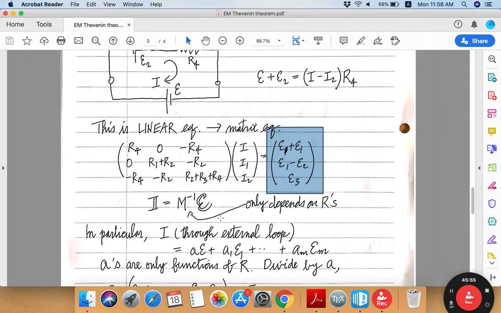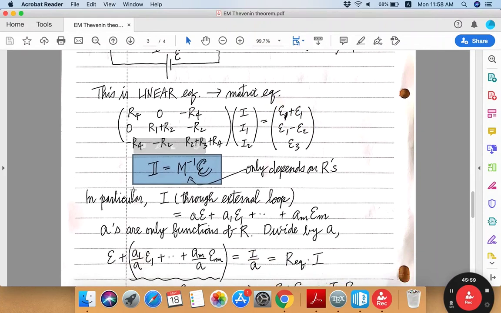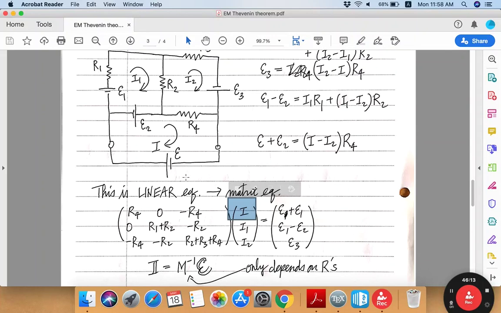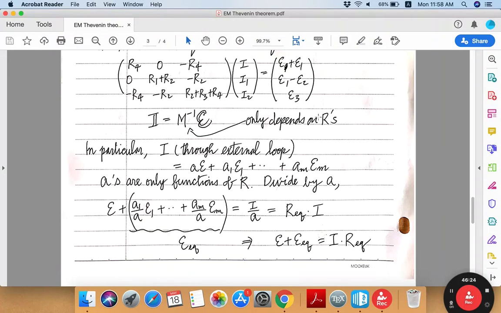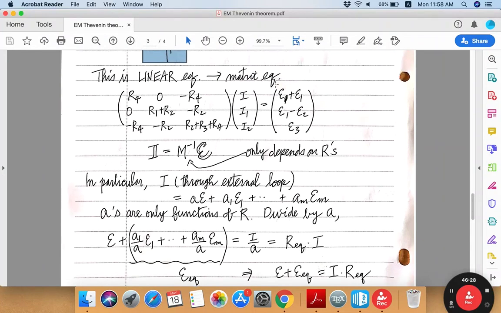Now, once you come to this realization, actually the proof kind of falls into your hands automatically, because what that means is that in particular, this value of the current that flows to the external connection, that's what we call the I, that is also a function of rather the linear combination of all these EMFs, which means I can express this current through the external connection as a linear combination of the external EMF and all the other internal EMF values.